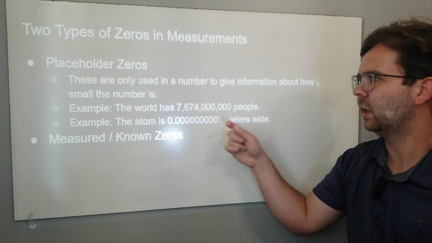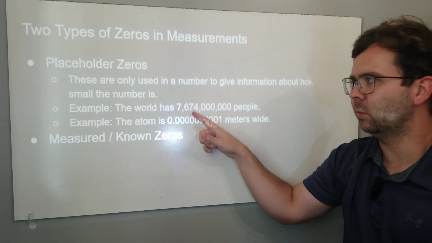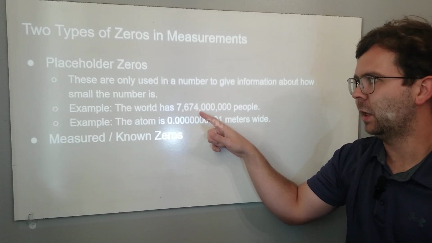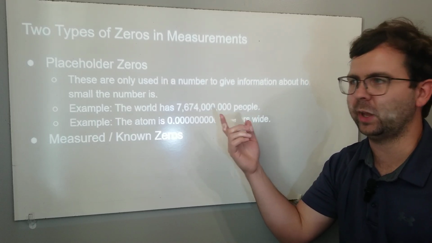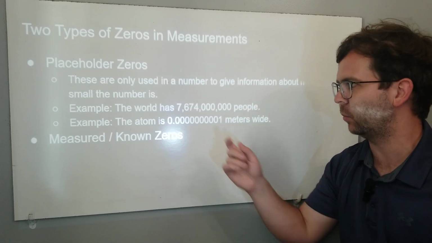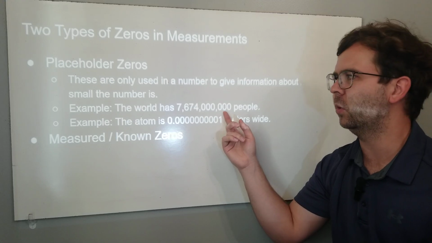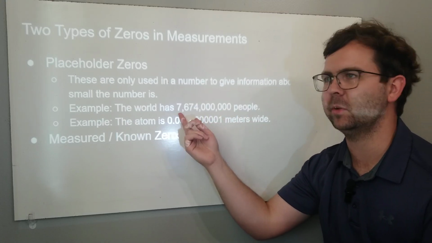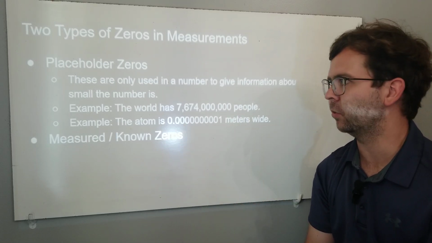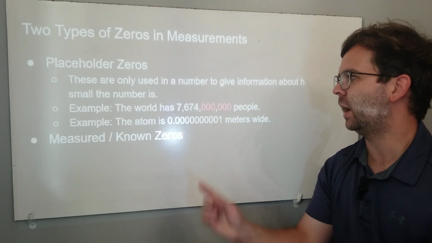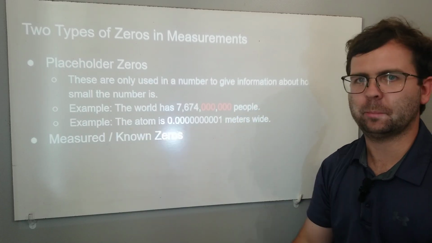7,674,000,000 people in it. Now, this number right here has some digits here that are not zero. These are measured, these are known to be correct. But then after that, these zeros here are not actually part of the measurement per se. They're not actually measured and known to be correct. We don't know that there are exactly this many people in the world. These numbers here are just there to show how big this number is. It's 7 billion. And we know that because these zeros are here to show us how big the number is. We don't actually count these zeros as significant, as part of the known measurement. Another example, an atom.